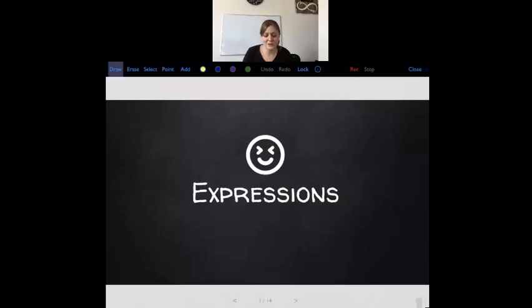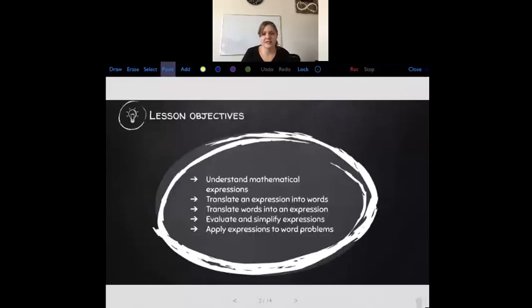In this lesson, we'll go over expressions. As I was looking for an icon for this unit, I typed in expressions, and of course emojis came up, so I thought it'd be fun to add that, even though math expressions are a little bit different. Specifically today, we'll understand mathematical expressions, translate an expression into words, translate words into an expression, learn to evaluate and simplify expressions, and then apply expressions to word problems.